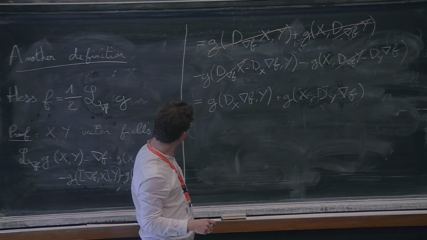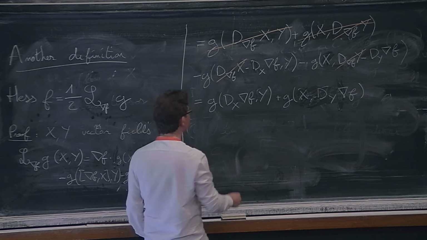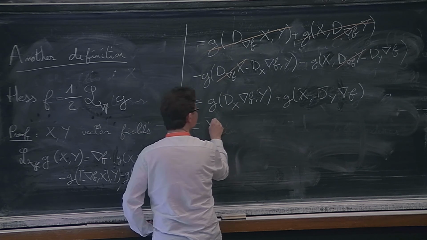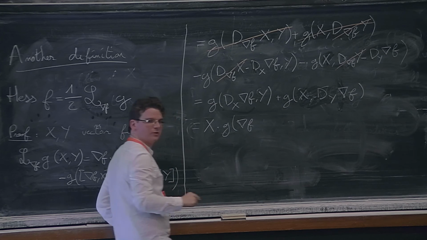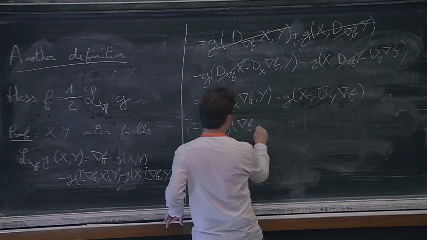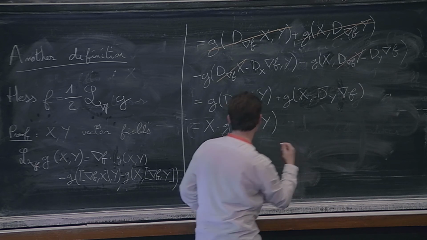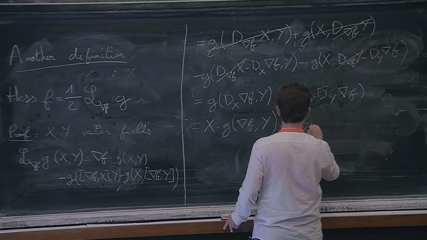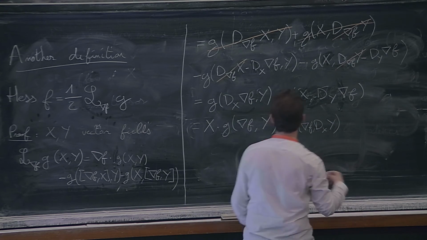And now, so, okay. Well, yeah, I said I'll prove it. So this is a third possible definition of the Hessian. This is not the one I chose. So x times gradient f y, minus g gradient f dx y.